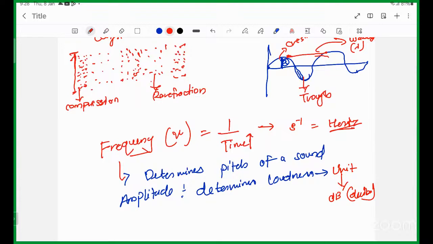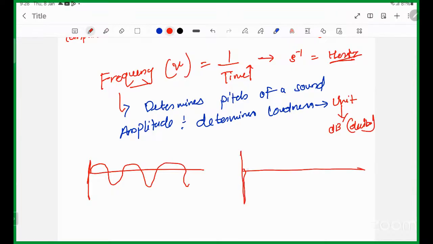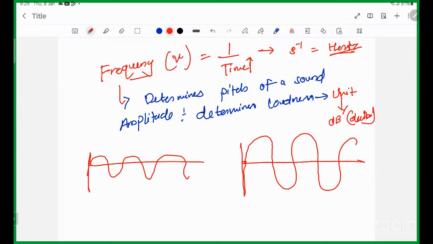The maximum displacement done by the particle, from this to this, that is the amplitude, determines its loudness. Like this, in this format we can see this sound: their frequency is the same but the loudness is different in both sounds. The frequency is the same but loudness is different.